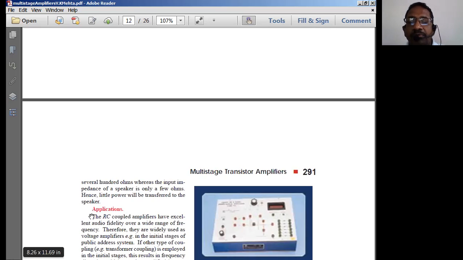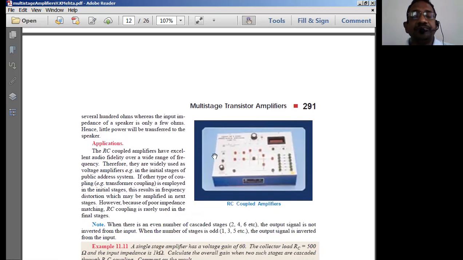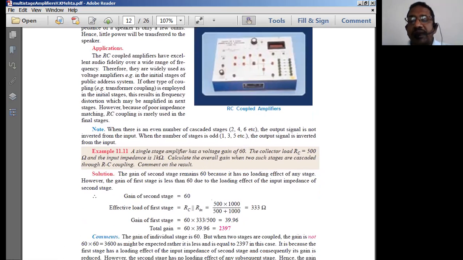The entire output of the amplifier could not be transferred to the speaker. So that is why we won't get the expected response from the speaker circuit because of this particular RC coupled amplifier stage. Now these are the drawbacks. These drawbacks make us think about another type of multi-stage amplifier called the transformer coupled multi-stage amplifier circuit. The applications of the RC coupled amplifier are, as I was saying, audio amplifier stages.